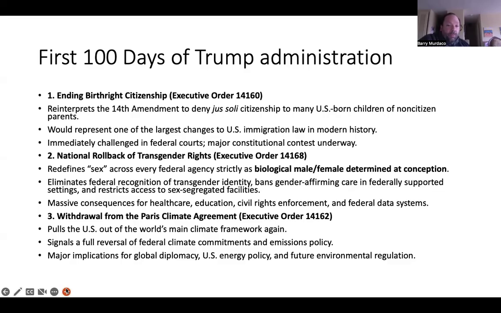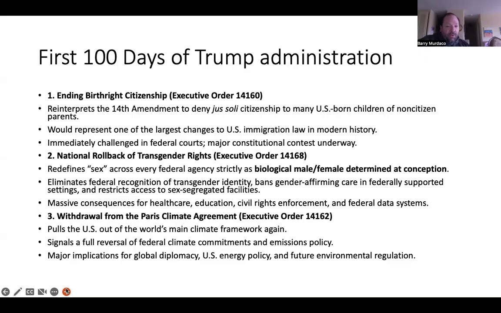Trump has also rolled back transgender rights within the United States by redefining sex across every federal agency strictly as biological male and female determined at conception. It eliminates federal recognition of transgender identity, bans gender affirming care in federally supported settings, and restricts access to sex segregated facilities. He has withdrawn from the Paris Climate Agreement twice now. He did this during his first term in office, and then Biden put the U.S. back in. Trump has now withdrawn again.